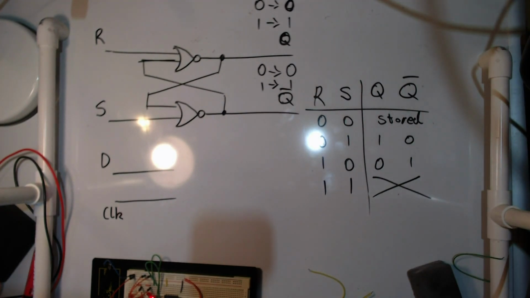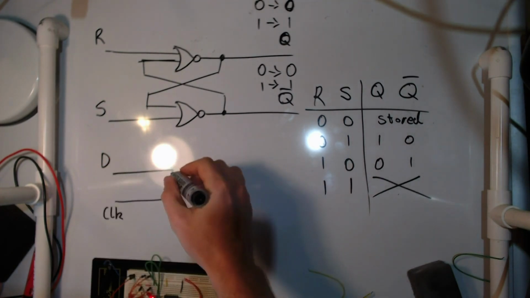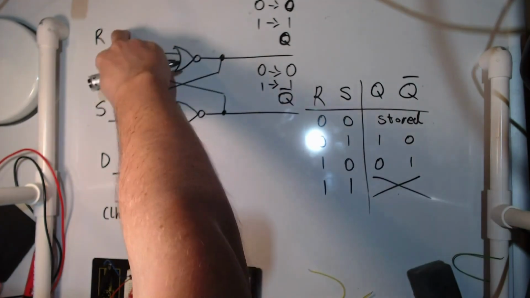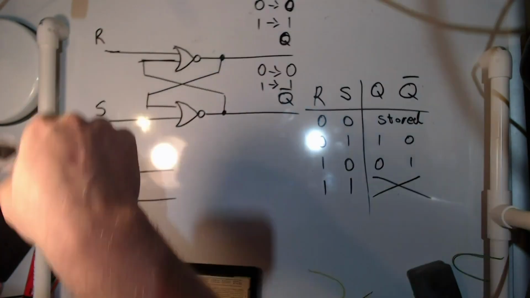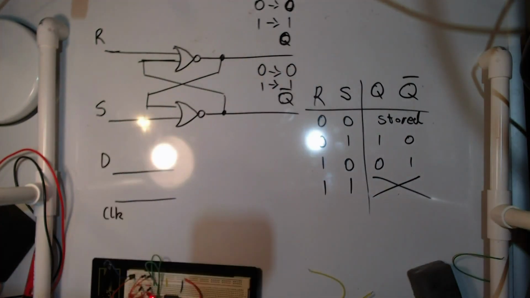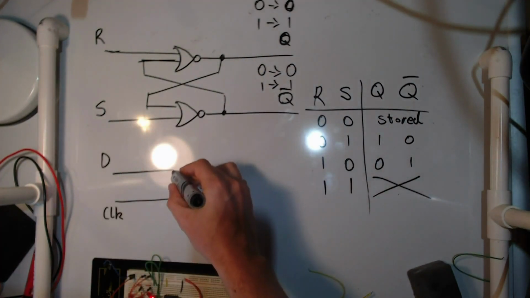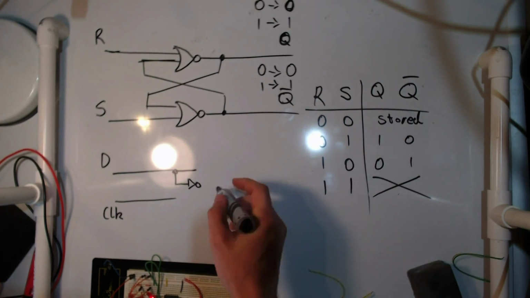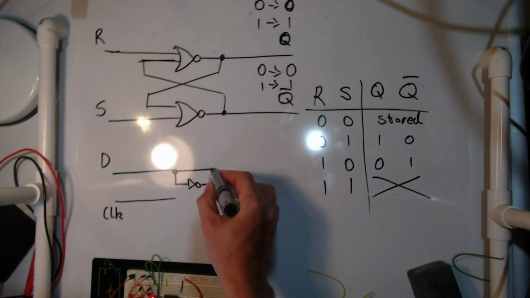Oh yeah, not bad. So here's what I'm thinking. I want to do this. If I take D and hook D up directly to R, then that would be storing the bit when D is high. Now when D is low, I want to set the other signal high. So I'll just invert D.